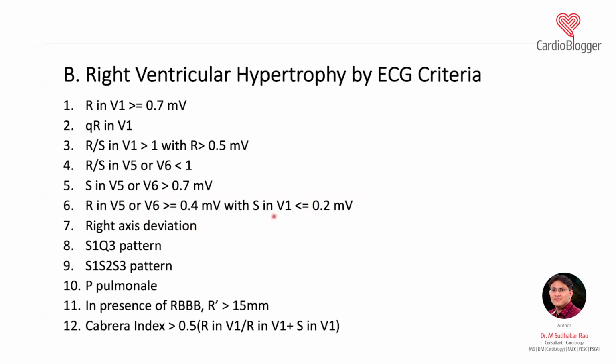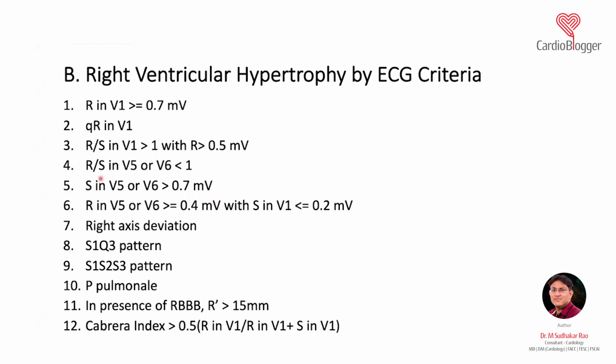What I will tell you, don't go into very minute detail. The important points are 0.1, 0.2, 0.3, 0.4 and 0.5. These 5 things you should remember. R in V1 is equal to S in V5, V6, so the cutoff is 7. QR in V1 suggests right atrial enlargement or right ventricular hypertrophy. In V1, the ratio of R by S should be more than 1. In V5 or V6, the ratio should be less than 1. So these are the absolute numbers.